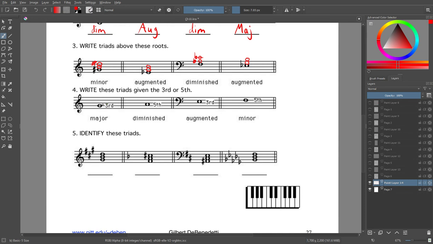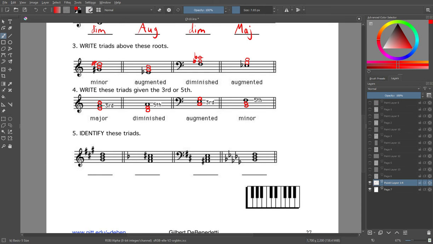Now we're going to write triads given the third or the fifth. So the third is given here, so we need to do the ones on either side. The fifth is given here, so that one's going to be top. Third's given here. Just going to fill up all the note heads, and then the fifth. Okay. So we got a major triad here. Remember, we cannot alter the given note.